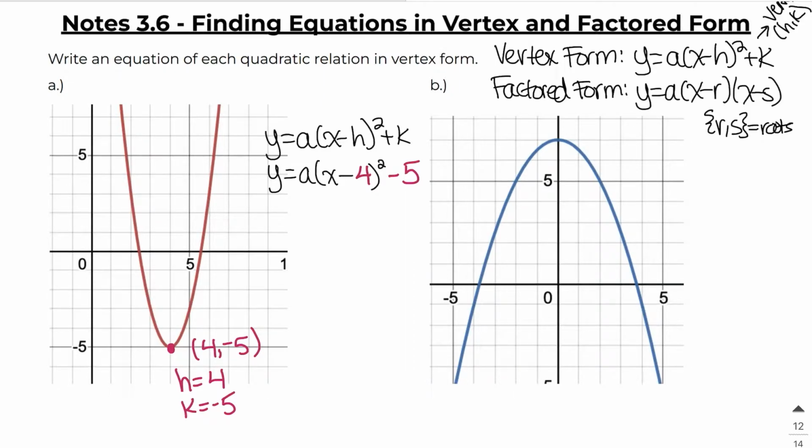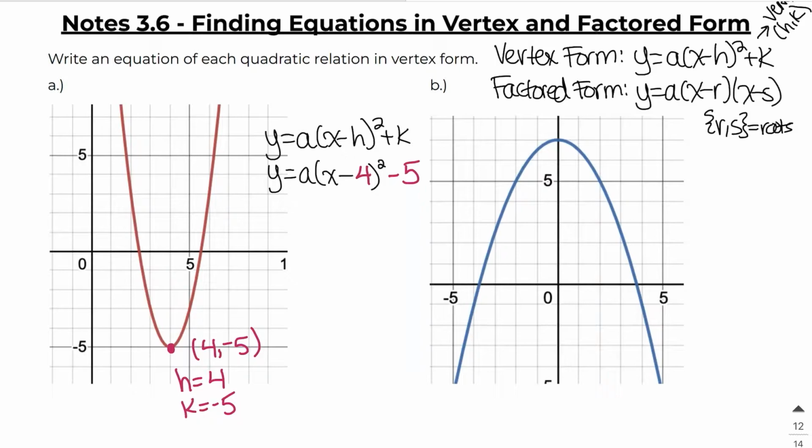Just like we did when we did y equals mx plus b, and we knew what the slope was, but we needed to find out that y-intercept. We would take a point, plug it in, and solve for b. We're going to do the same thing.